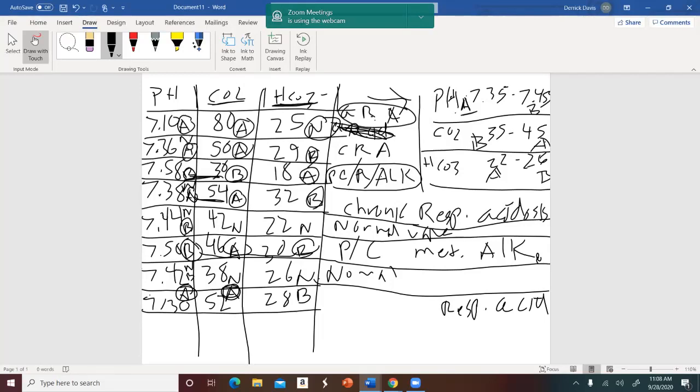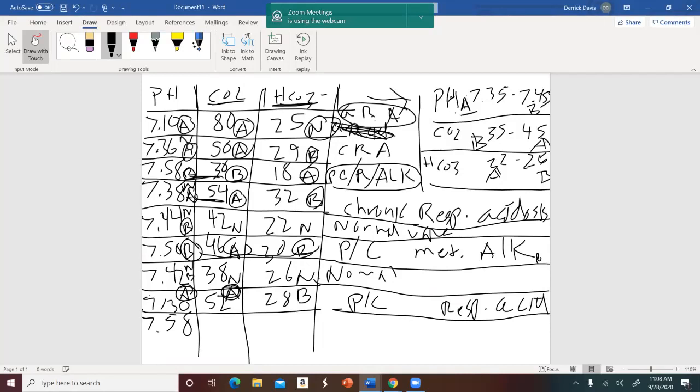Now the question is, since the pH is off, is it partially compensated or acute? Well, in this situation, this would be partially compensated. Partially compensated respiratory acidosis. Why is this a partially compensated respiratory acidosis? Well, between the CO2 and the bicarb, both of them are off, and they're going in opposite directions of each other. All right, let's do another one.